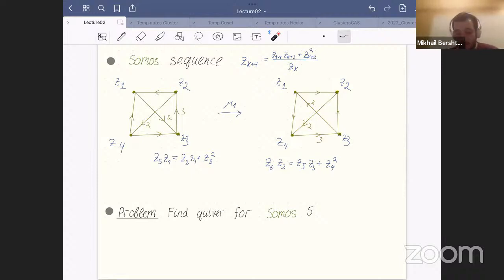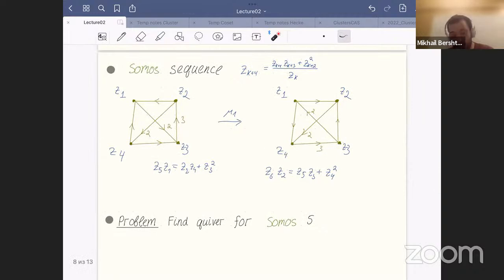Okay, and now let me recall why we were interested in this Thomas sequence: it is integer. So if we set all initial numbers equal to 1, then all resulting numbers are integers. And moreover, it is a Laurent sequence. So if we set Z1, Z2, Z3, Z4 arbitrary, then all other terms will be Laurent polynomials with integer coefficients in Z1, Z2, Z3, Z4. And it appears that this is a general phenomenon for any cluster algebra.